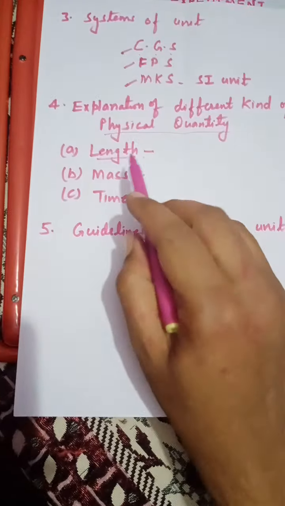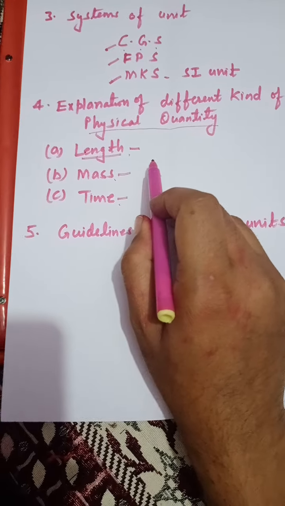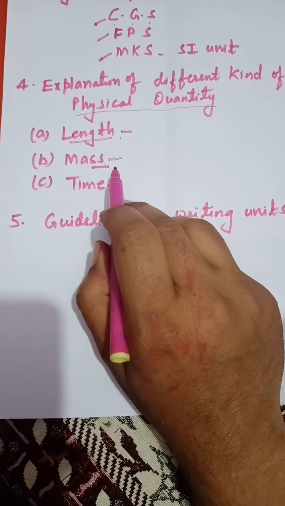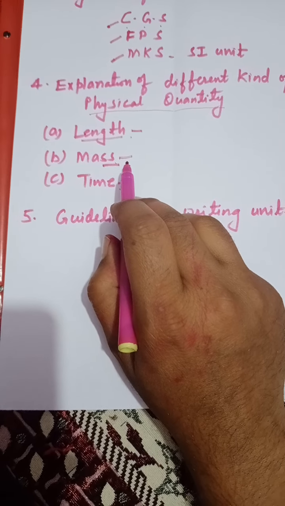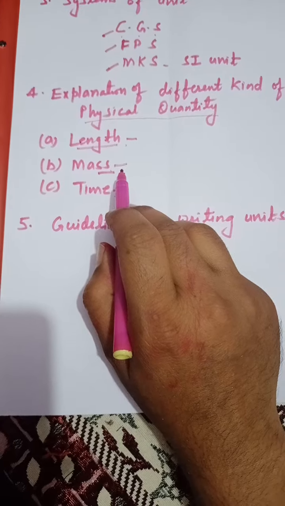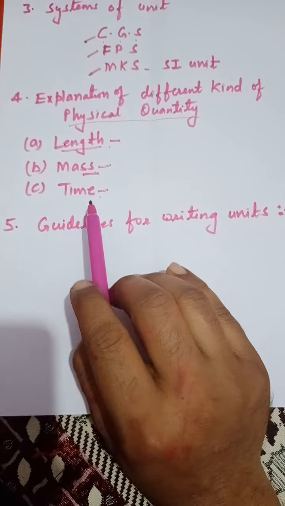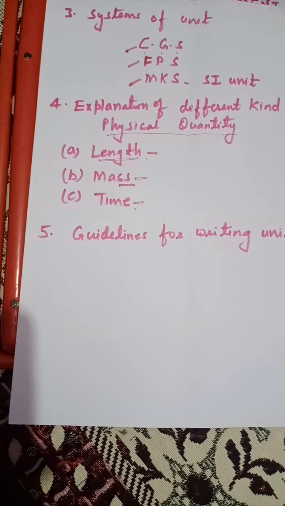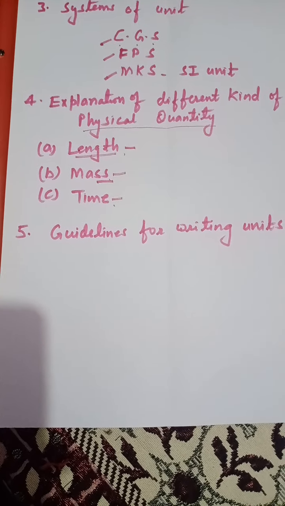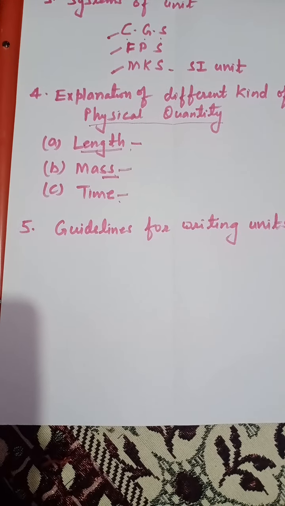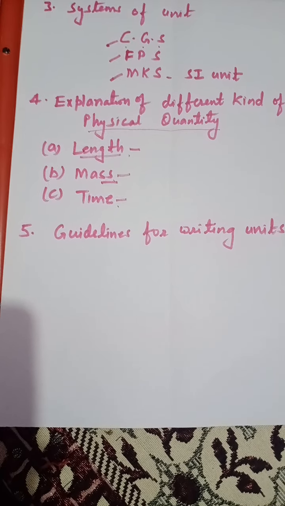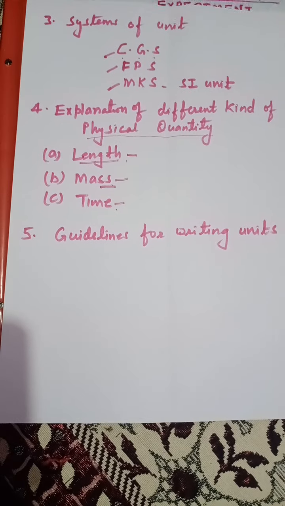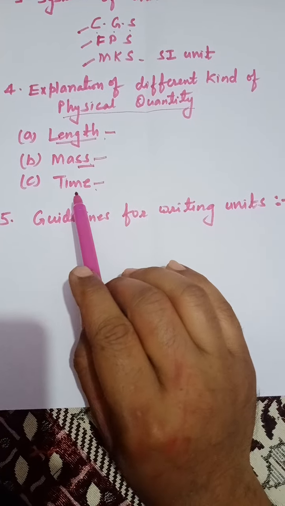So likewise we are going to study the same for mass and time. For example, for mass, its bigger units are quintal or metric ton. Similarly, for time, its bigger units are lunar month, year, leap year, decade, century, or millennium. So these are some of the bigger units of time.